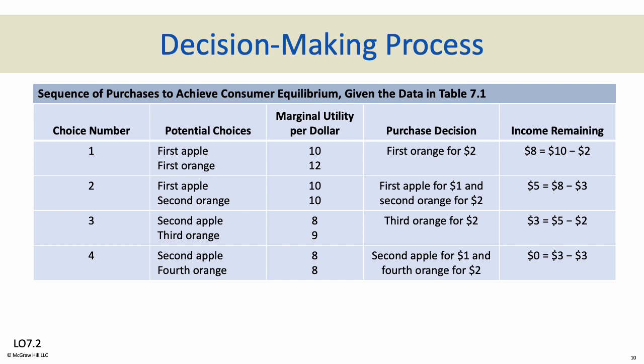Choice number 3, what are we going to do here? The second apple would give us 8, the third orange 9, so we would buy the third orange in this case, more utility. And now we have $3 remaining, and then the second apple or the fourth orange both give us 8. We would buy both, and now we've used up our budget.